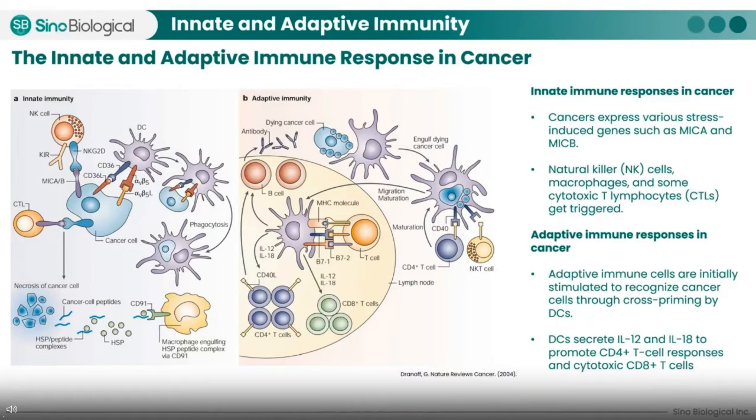Mature DCs express co-stimulatory molecules such as B7-1 and B7-2 to enhance T cell activation. DCs secrete IL-12 and IL-18 to promote T helper 1, CD4 plus T cell responses, and cytotoxic CD8 plus T cells. Activated CD4 T cells and NKT cells express CD40 ligand, which further stimulates DC maturation through CD40 signaling. CD4 plus T cells and DCs also help trigger B cells to produce antibodies that are reactive with tumor proteins.